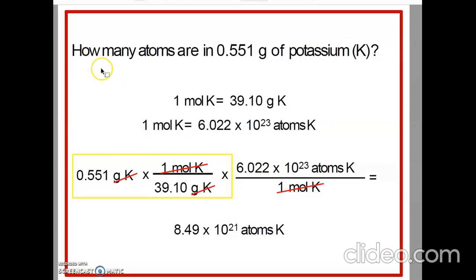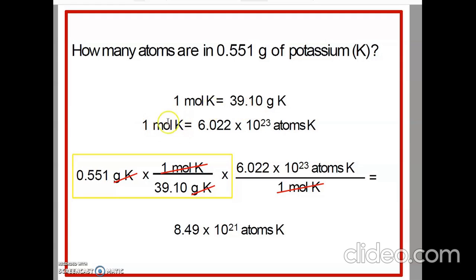In this example, how many atoms are in 0.551 gram of potassium? So, ini adalah berat yang awak timbang menggunakan analytical balance. So, kita nak tahu berapa banyak atom dalam 0.551 gram potassium yang awak timbang. So, you know that 1 mole potassium, dia punya molar mass adalah 39.10 gram. Okay, so this value you can actually get it from periodic table.